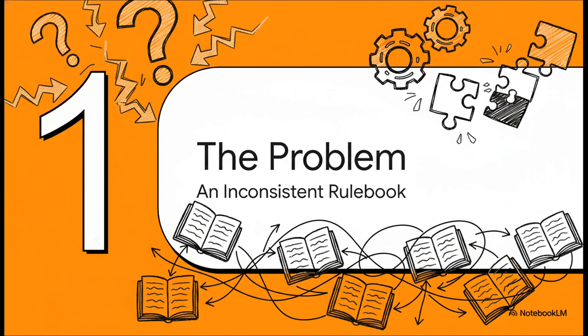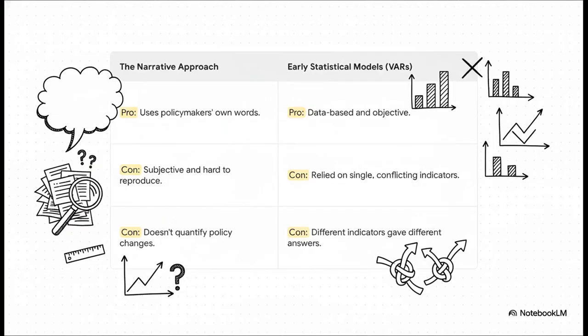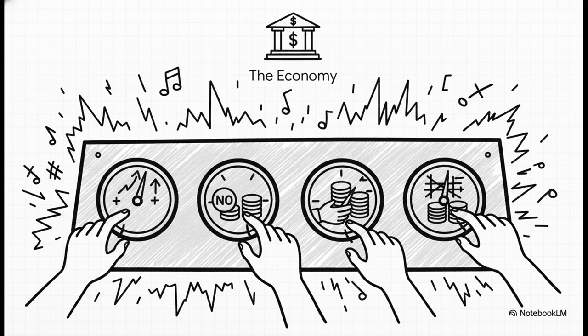For years, economists were all playing the same game, but they were using completely different rulebooks. Before this paper came along, you basically had two different camps. First, there was the narrative approach. These guys would literally read the Fed's meeting minutes to try and figure out their intentions. The good part? You're getting the story straight from the source. The bad part? It's totally subjective, and you can't put a hard number on it. Then you had the other camp, the stats people, with their big, complex models. They were objective and data-driven, which is great, but they tended to latch onto a single and often conflicting piece of the puzzle. And this created, well, a total mess.